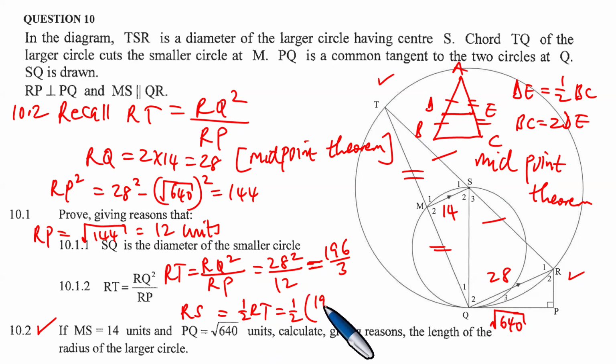Half of 196 over 3 is exactly 98 over 3, because if you divide 196 by 2, you get 98. So the radius is 98 over 3 units. That is the answer.